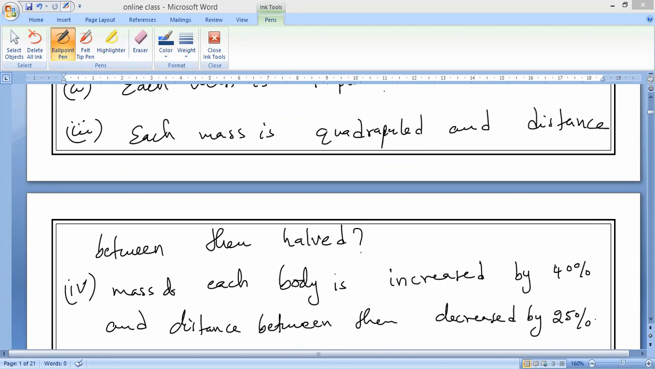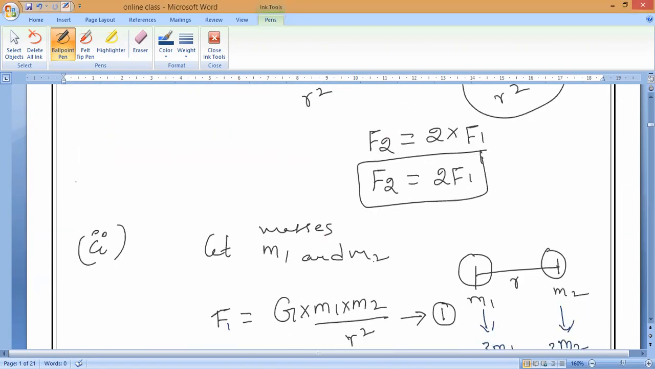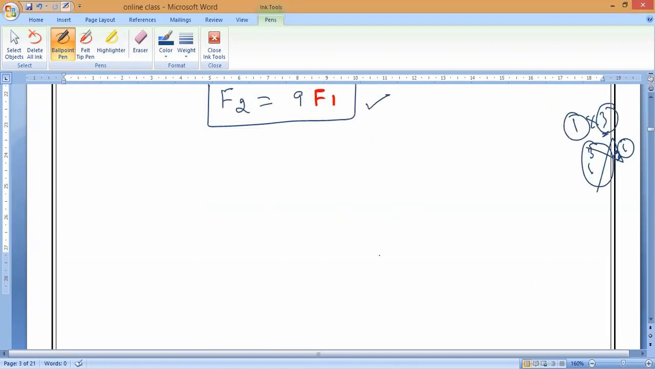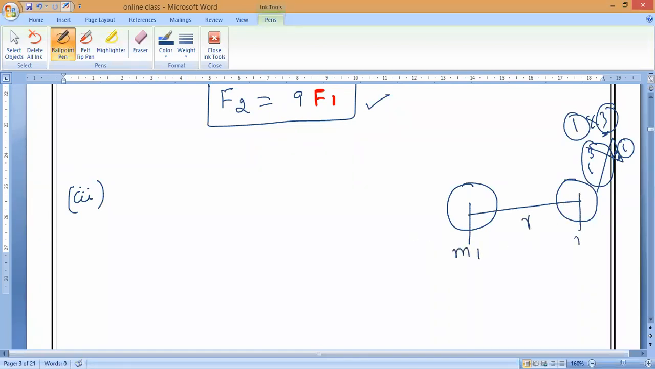Now, first let us take the first case, the general case. If we take the general case, what is the force acting between them? Let us consider again case number 3. Let us consider one mass is M1 and another mass is M2. The distance between them is R. This mass is M1 and this mass is M2. Now what is the force acting between them, Manish? Jayavarshini? The force acting between them, F1, is equal to, tell me.